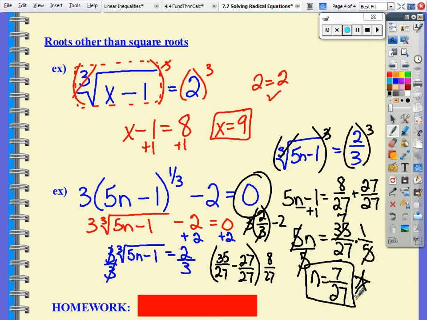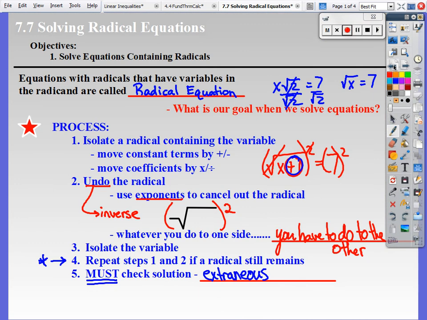Okay. Now I know I went through that very quickly for you, but hopefully you have an idea of really what radical equations are all about. Again, go through your process. If you go all the way back to the beginning, it's isolating a radical, undoing a radical, isolating the variable. If there's still a radical, then you want to repeat steps 1 and 2, and then make sure to check your answers for extraneous solutions.